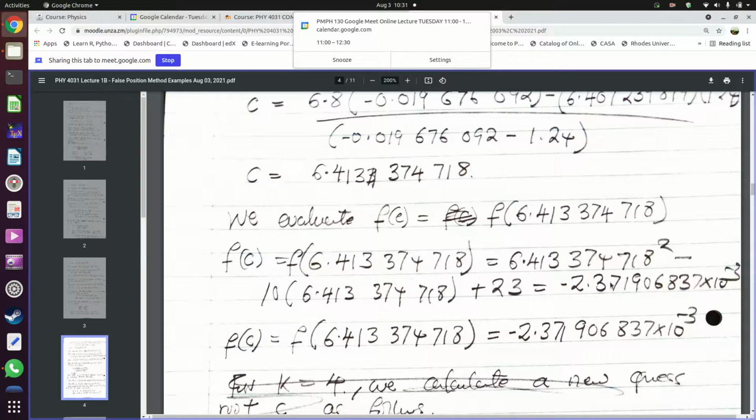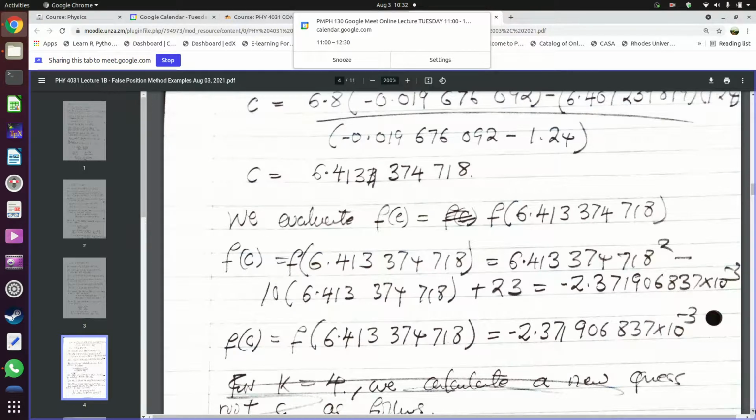You get this number. You get minus 2.371906837 times 10 to the power minus 3. This is a very good solution. This is practically equal to 0. Are we clear? So we could stop here, where we get this as our solution.